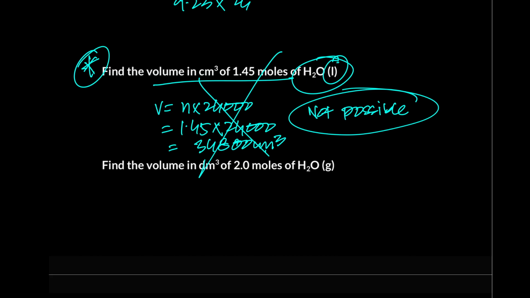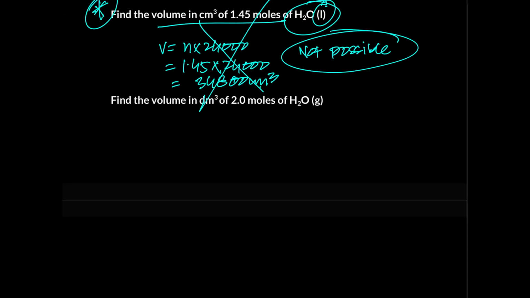You can only represent the volume of a gas at room temperature and pressure. A mole can only represent a volume of gas at room temperature and pressure, that is 24 dm cube or 24,000 centimeter cube. Done. Now this is a gas, so find it in dm cube: 2 × 24, that's 48 dm cube.